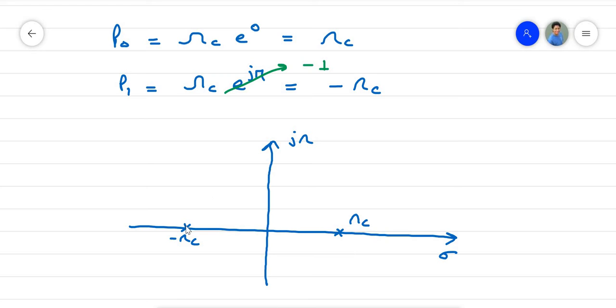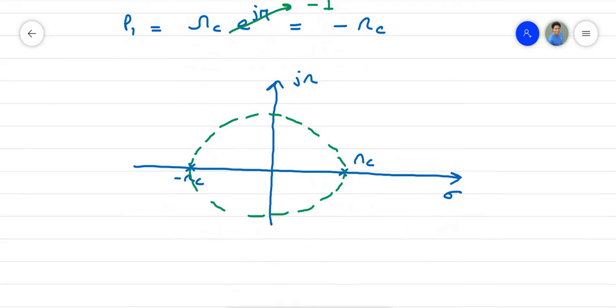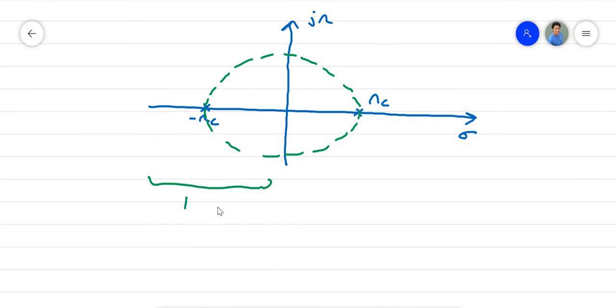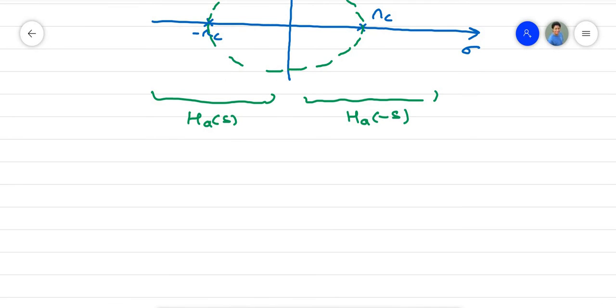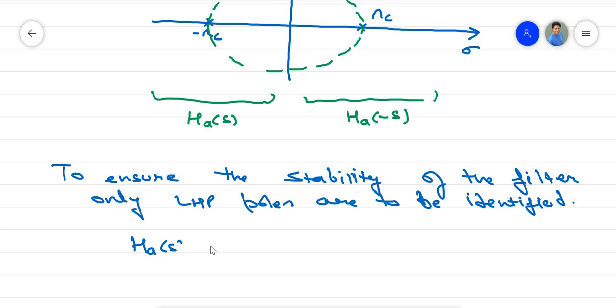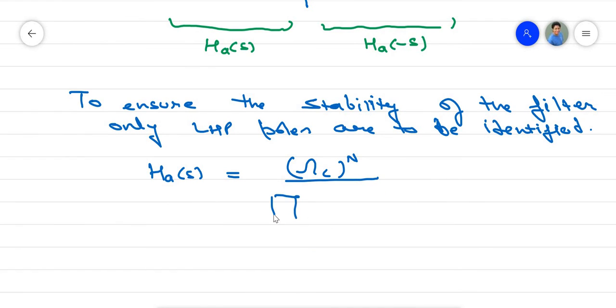So we know for a Butterworth filter, poles lie in a circular fashion with the radius of omega c. This circle will be drawn, and for n equals 1, it has two poles. These poles represent H(s) and these poles represent the part of H(-s). Now to ensure the stability of the filter, only left hand plane poles are to be identified for H(s). Then H(s) can be written as omega c to the power n over the product of terms with the left hand plane poles.